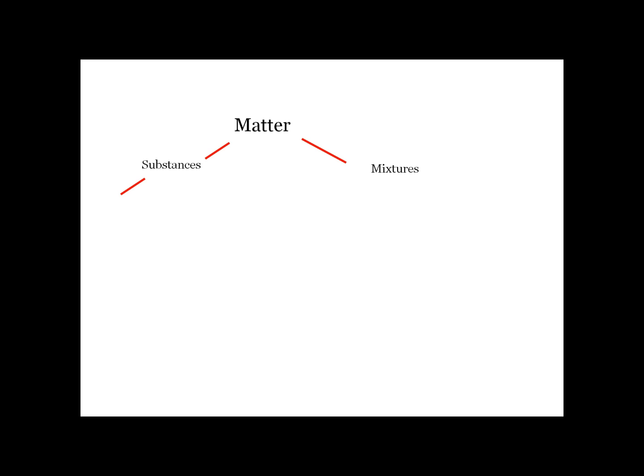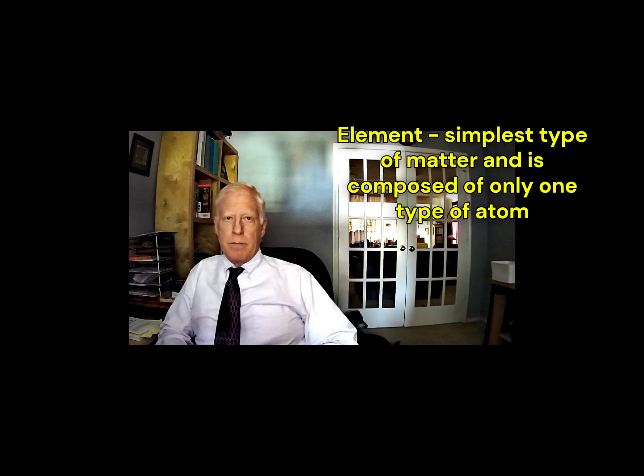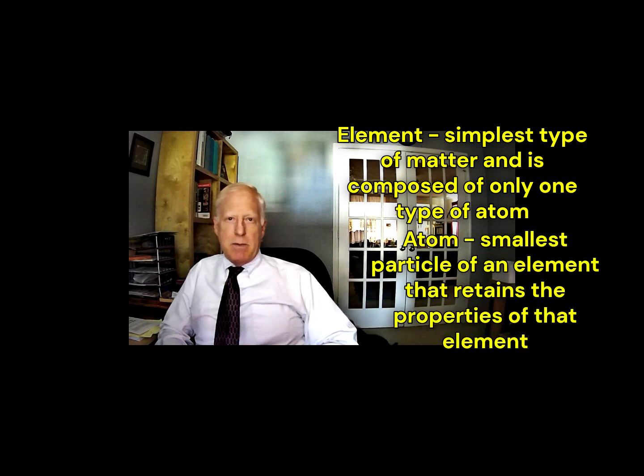Let's take on substances first. Substances can be further divided into elements and compounds. Elements are the simplest type of matter. Elements are composed of only one type of atom. The atom is the smallest particle of an element that still retains properties of that element. To give you an idea of just how small an atom is, picture a piece of spider silk. It's 1/10,000th of a centimeter in diameter. 7,000 carbon atoms can fit across that diameter.